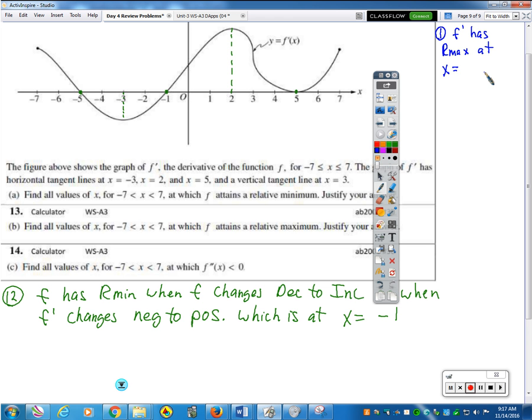Now remember, listen to my definition. In function, that means we could be talking about f, we could be talking about f prime, we could be talking about f double prime. Any function has a relative max when that function changes from increase to decrease.